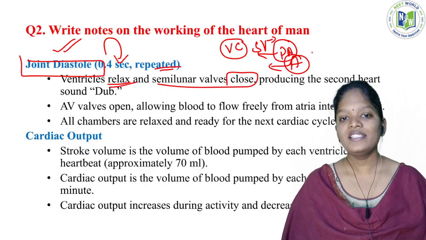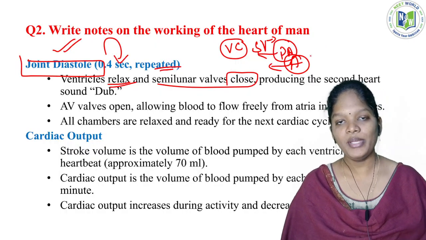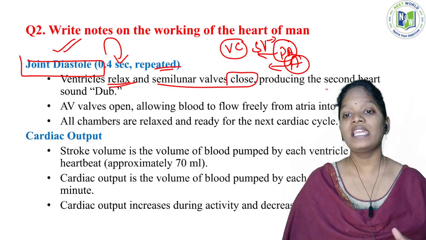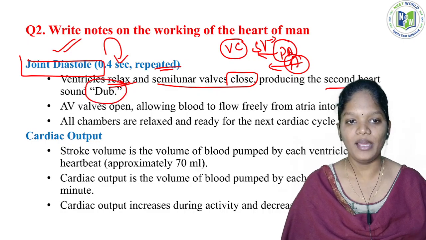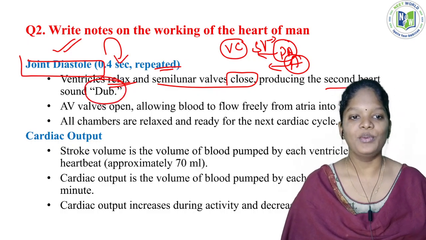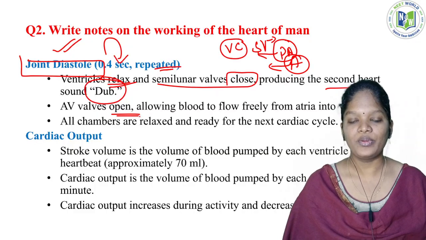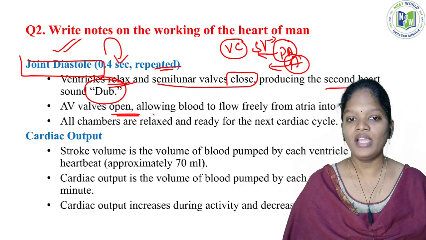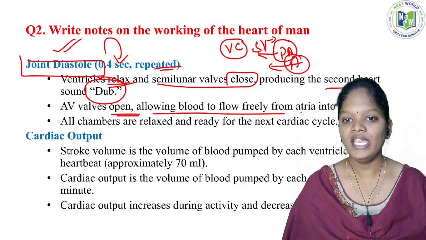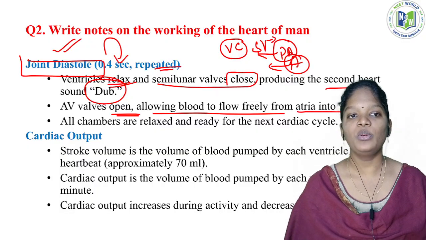Now, as a result of this closing of the semilunar valves, it creates the second heart sound, which is called dub. Right? Now, the AV valves are open, allowing the blood to flow freely from the atrium into the ventricles.